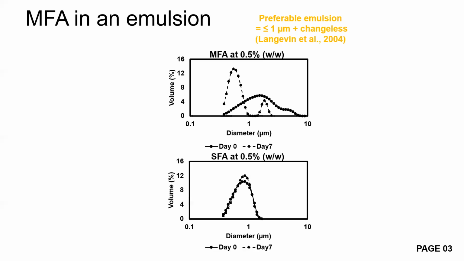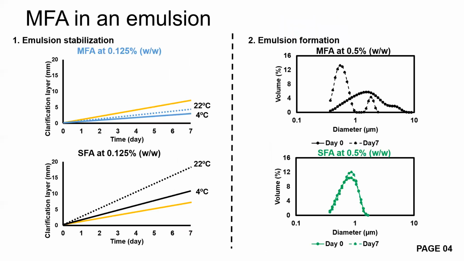However, sucrose fatty acid ester produced emulsions having narrow droplet distribution around 1 micrometer size, and these emulsions were stationary over storage, indicating stable emulsions. These results indicate the enhanced emulsion stabilizing ability of maltodextrin fatty acid ester, even though it has a lowered emulsion forming ability.